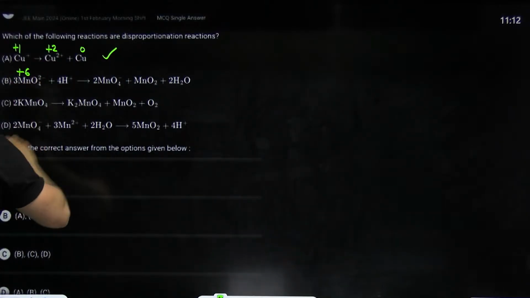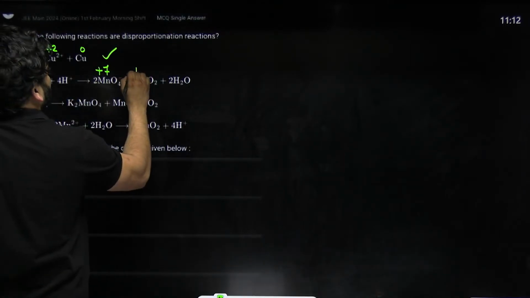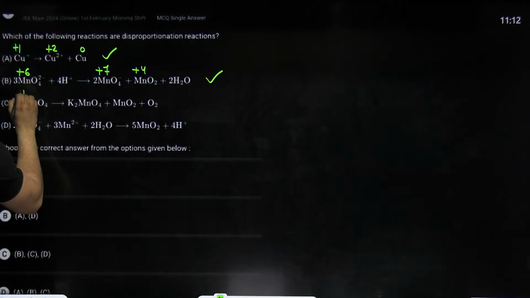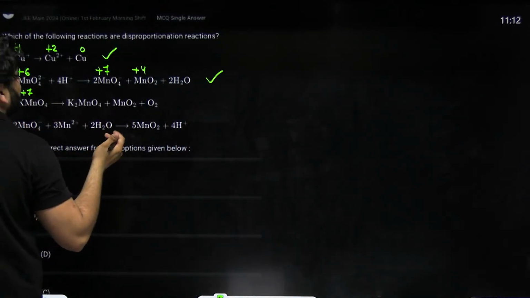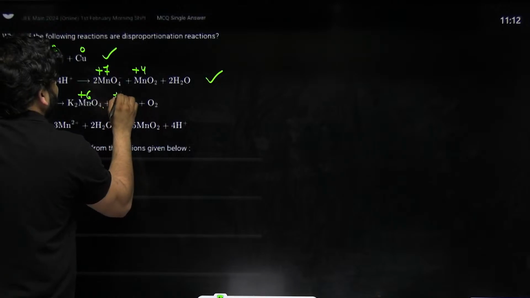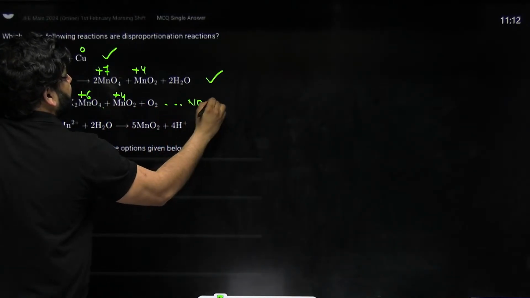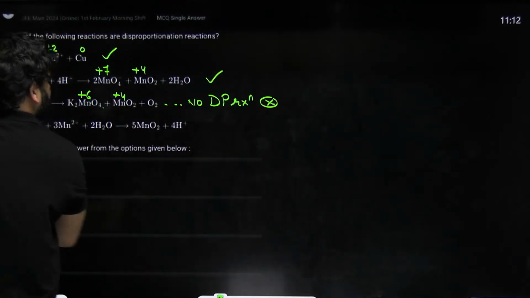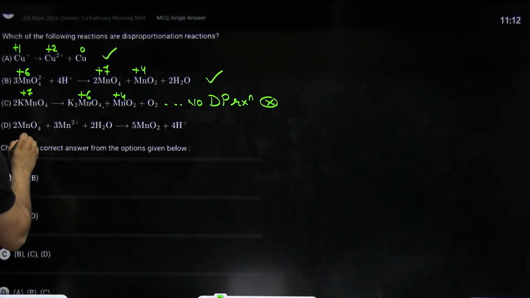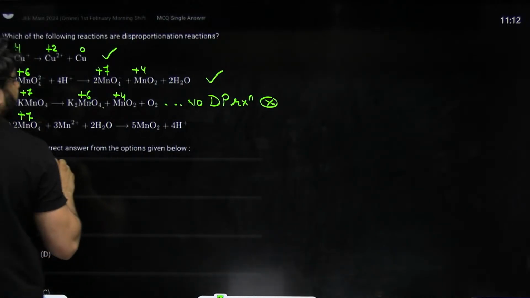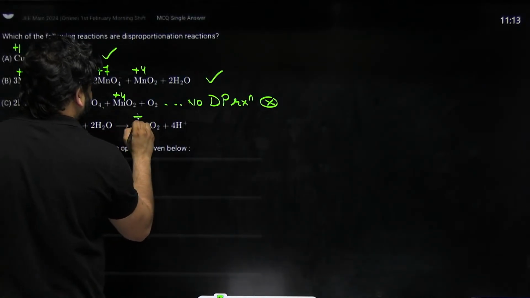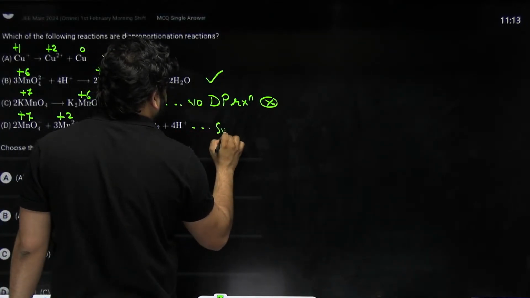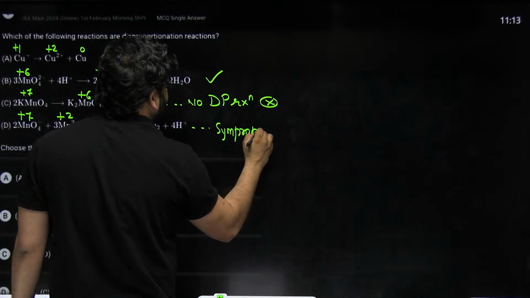MnO4 2-, +6, goes to MnO4-, +7, and MnO2, +4: disproportionation. KMnO4, +7: something already in the highest oxidation state cannot undergo further oxidation. This is a non-redox reaction. This is +6, this is +4, but this is not a disproportionation reaction. Then the fourth one, MnO4-, again +7, this is +2, this is +4, and this might be a symproportionation reaction but not disproportionation.